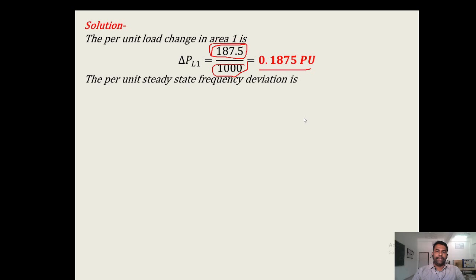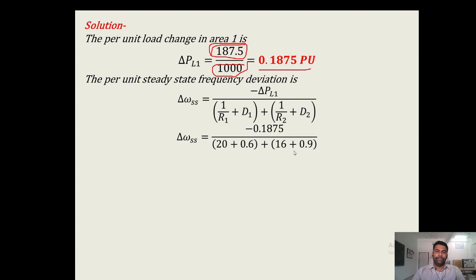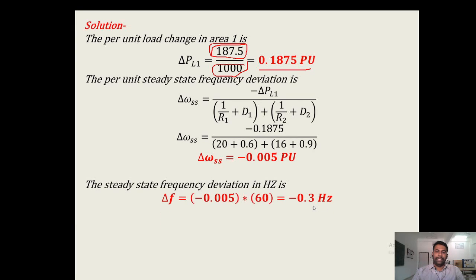The per unit steady state frequency deviation is given by change in omega SS equals minus change in PL1 upon bracket 1 upon R1 plus D1 plus bracket 1 upon R2 plus D2. We will put the values into this equation. We get omega SS equals minus 0.1875 divided by bracket 20 plus 0.6 plus bracket 16 plus 0.9. So, change in omega SS equals minus 0.005 per unit. This is the change in the frequency in per unit. We convert into hertz by multiplying by 60. So, it is minus 0.3 hertz.